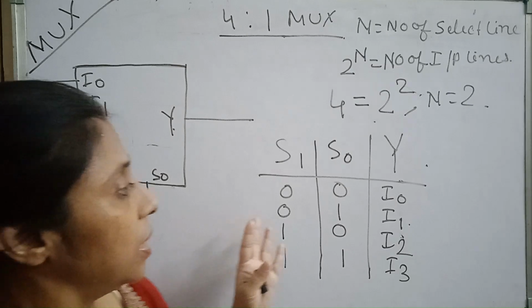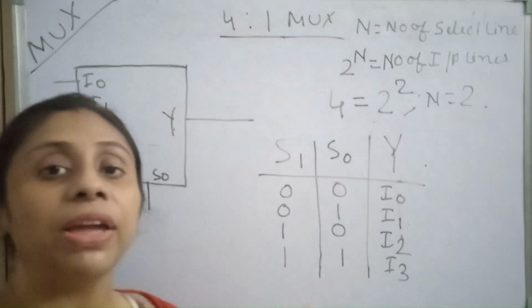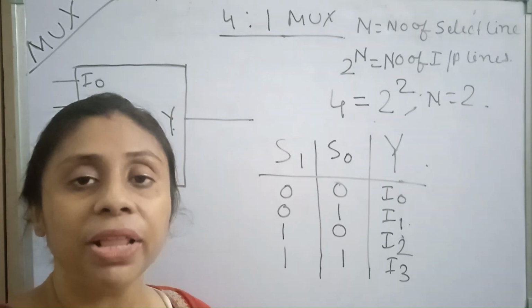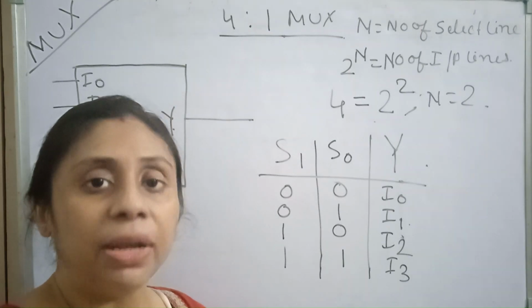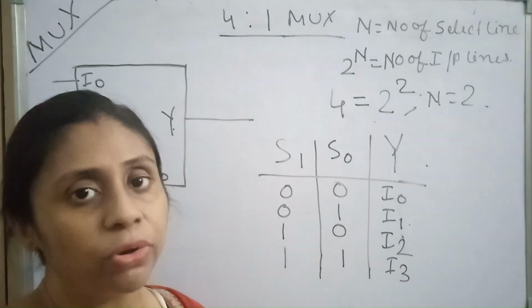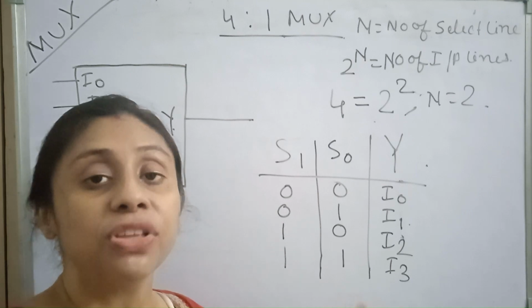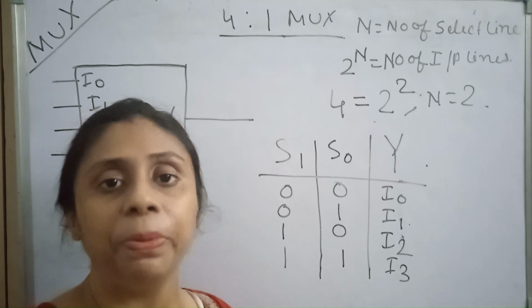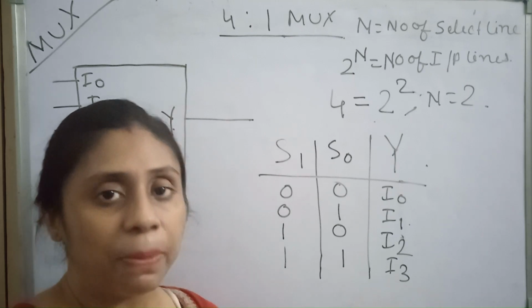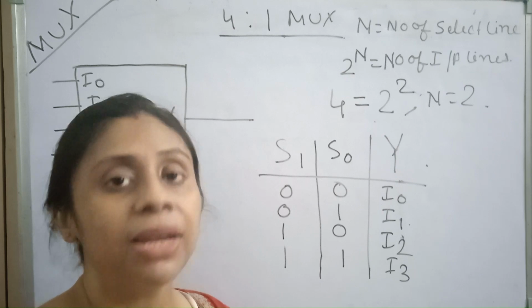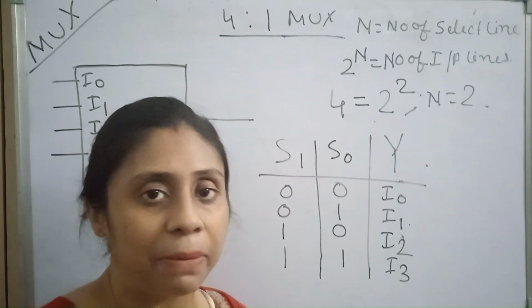Now we will see what happens in the case of an 8:1 multiplexer. What should be the number of select lines, and how, depending upon the select line inputs, is the input line selected? In the case of an 8:1 multiplexer, what should be the size of the MUX? 8:1, so there should be 8 input lines. Depending upon the select line input, one of the 8 input lines will be selected and transferred to the output line.